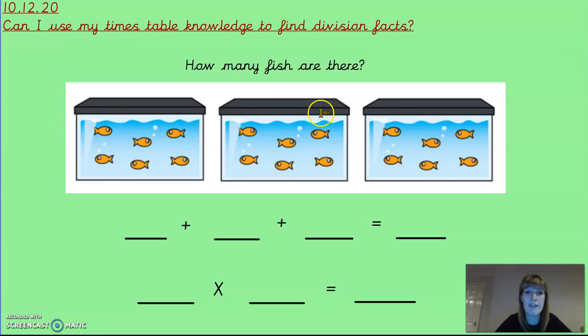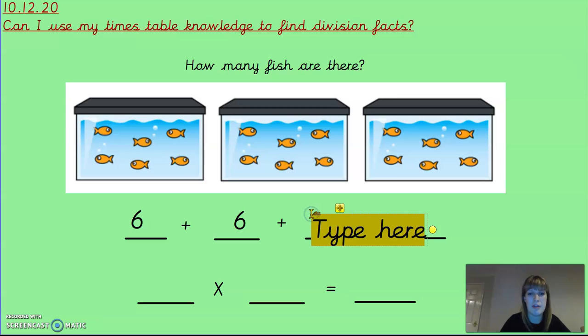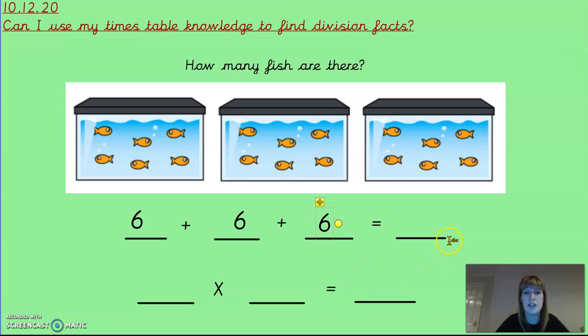I have got 3 fish tanks and I've got 6 fish in each tank. So I can write it. Tank number 1 has 6 fish. Tank number 2 has 6 fish. And tank number 3 has 6 fish. So in total, I know 6 add 6 add 6 equals 18.